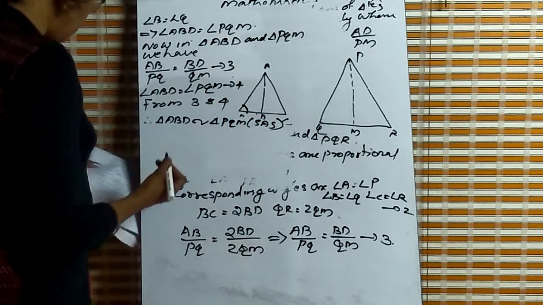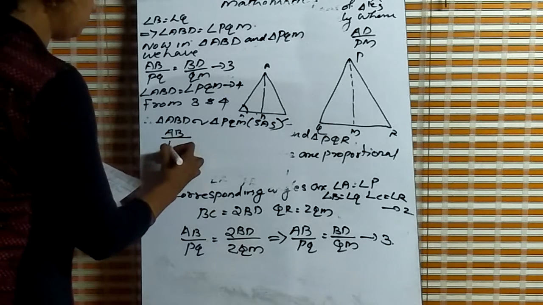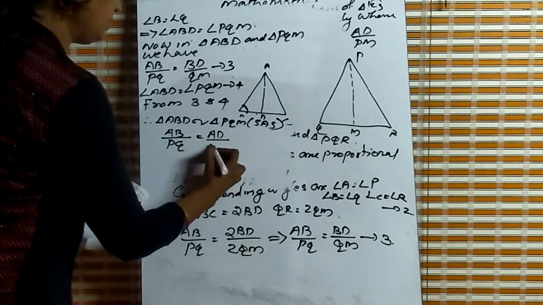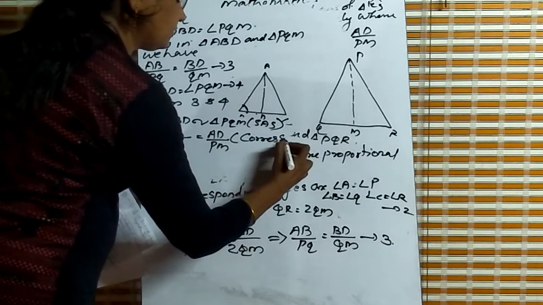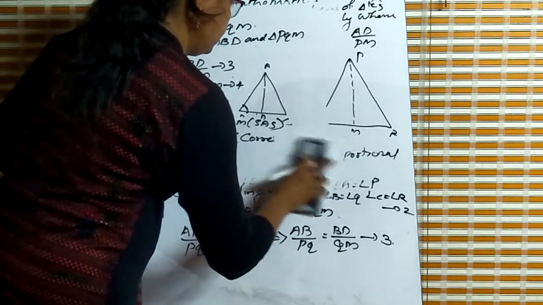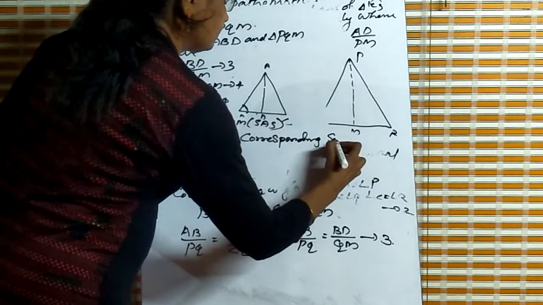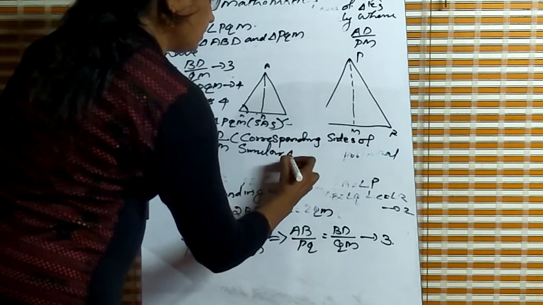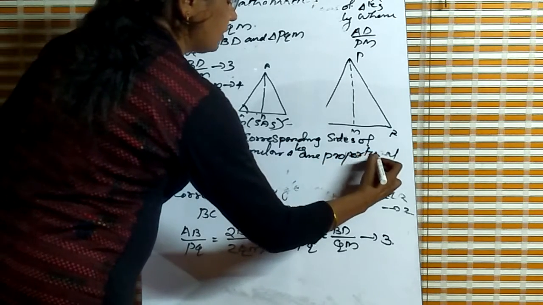Our question is to prove that AB by PQ is equal to AD by PM. Reason, corresponding sides of similar triangles are proportional. Hence proved.